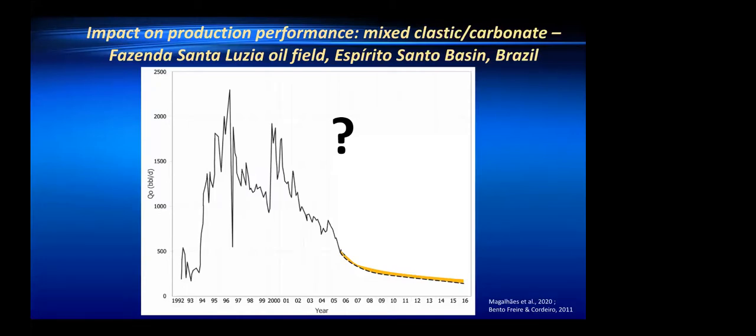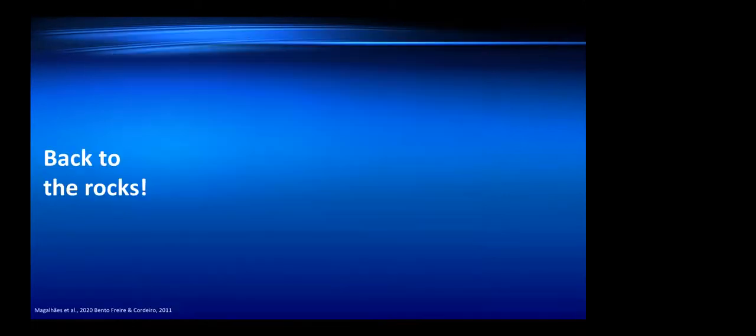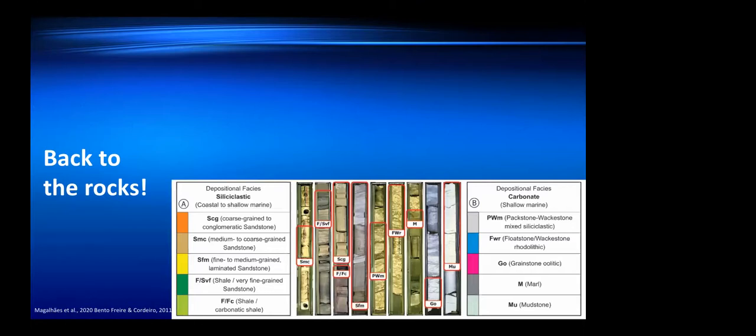The company decided to make a reservoir study based on high resolution methodology to review the reservoir zonation and support an infill drilling program. But what is the first thing to do in our reservoir study? That's a good question. The answer is: go back to the rocks. A detailed core description revealed the reservoirs consist of a cyclic record of lowstand and transgressive shallow marine sandstone enveloped by transgressive shallow marine shale and carbonate.